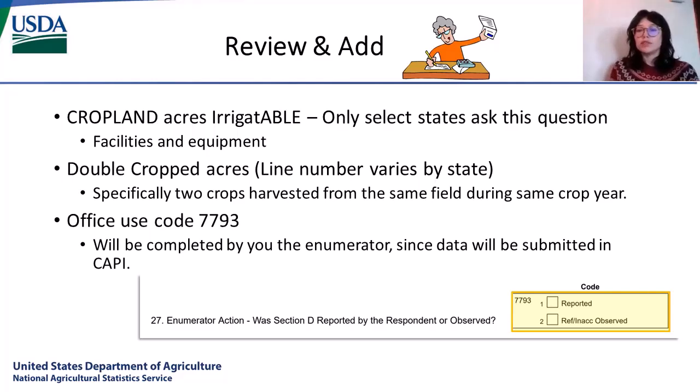Lastly, we have the office use. This is item code 7793. This code was added to monitor the source of the data recorded in section D. This code is completed by you, the enumerator, since tract questionnaires will be submitted via CAPI. Please include notes in CAPI regarding your observations of the tract as well.